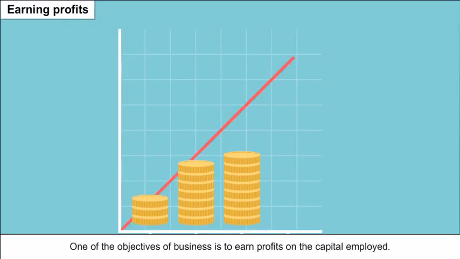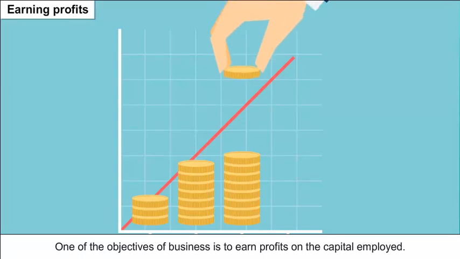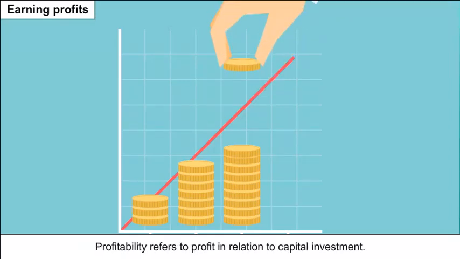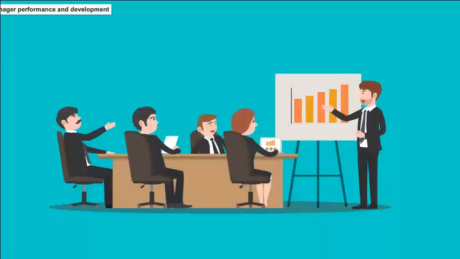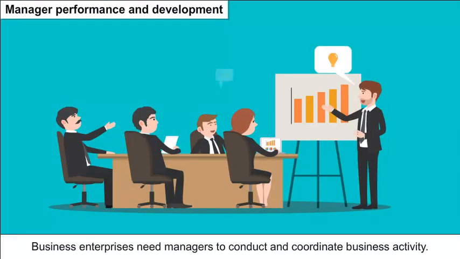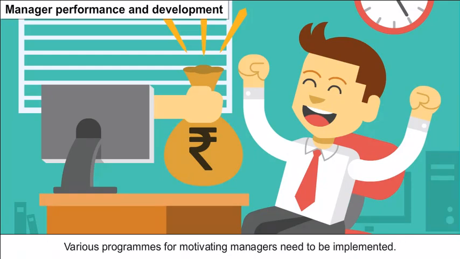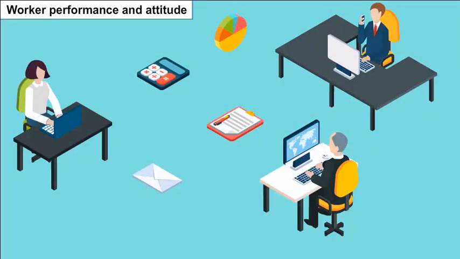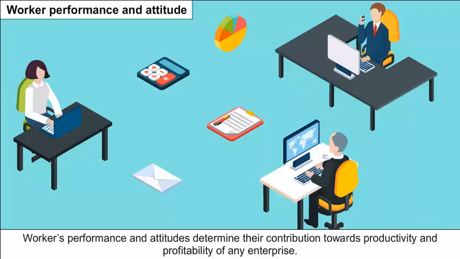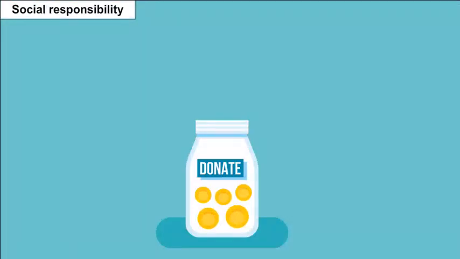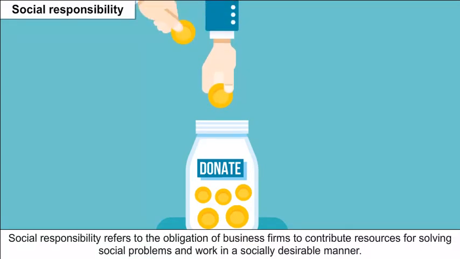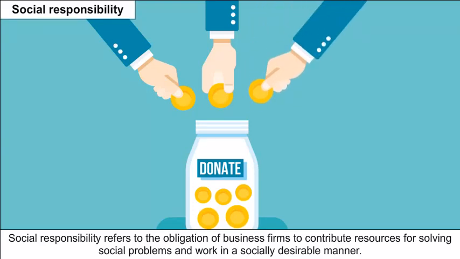Earning profits. One of the objectives of business is to earn profits on the capital employed. Profitability refers to profit in relation to capital investment. Manager performance and development. Business enterprises need managers to conduct and coordinate business activity. Various programs for motivating managers need to be implemented. Worker performance and attitude. Workers' performance and attitudes determine their contribution towards productivity and profitability of any enterprise. Social responsibility. Social responsibility refers to the obligation of business firms to contribute resources for solving social problems and work in a socially desirable manner.